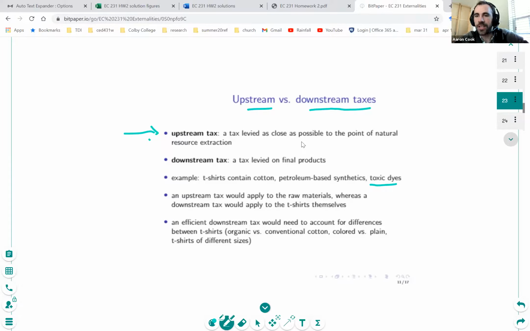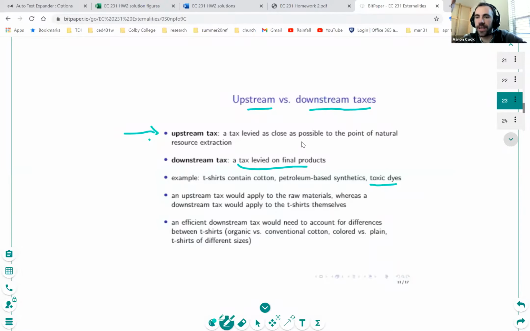One of the ways that you could correct that is to go around and figure out every single T-shirt that's being sold, and figure out exactly how much toxic dye there is in that shirt, and assess the tax on each individual shirt according to the amount of toxic dye that's in that shirt. That would be a very cumbersome way of figuring out the tax. That would be a downstream tax. That would be a downstream tax on final products.